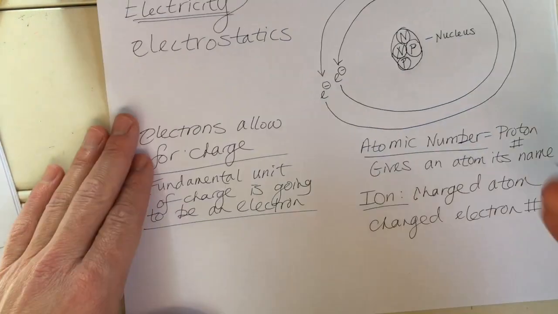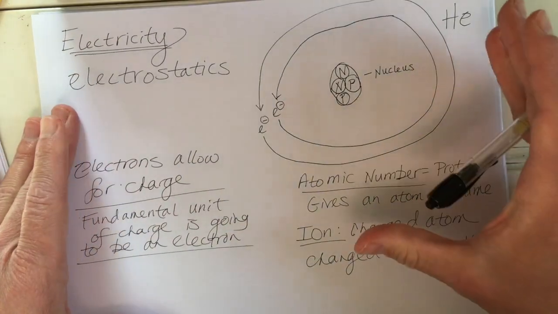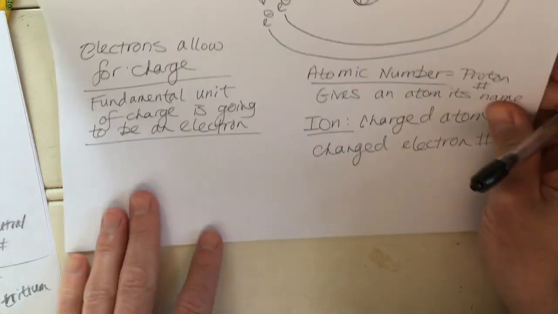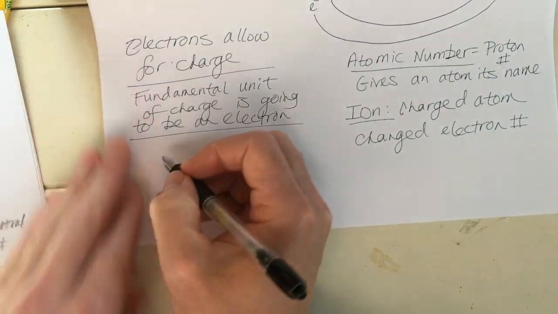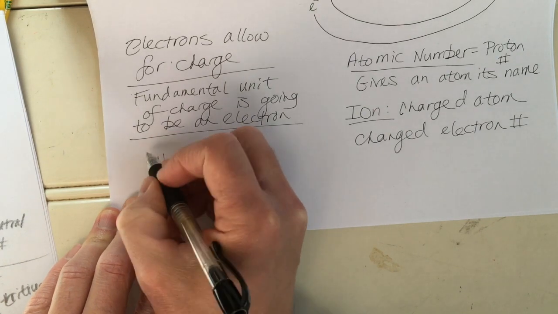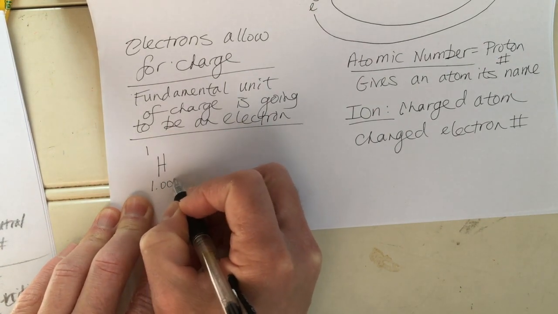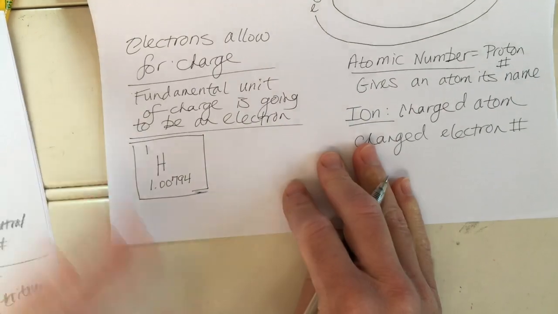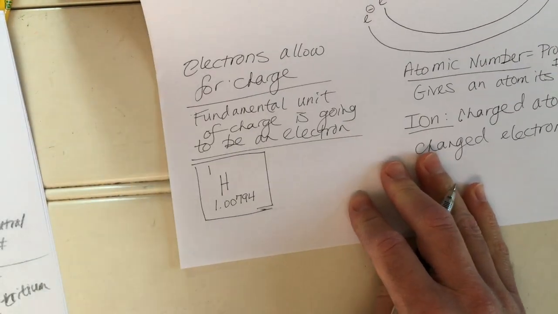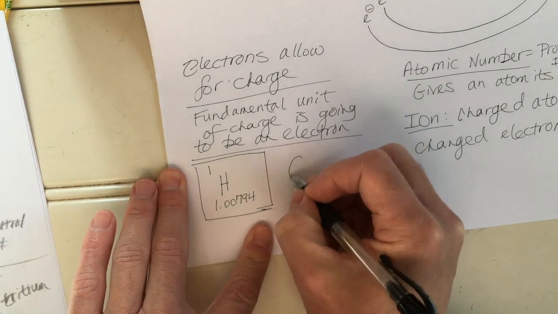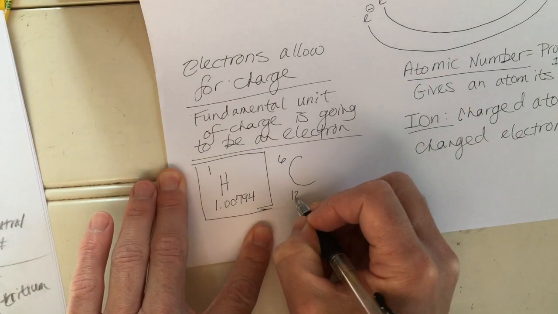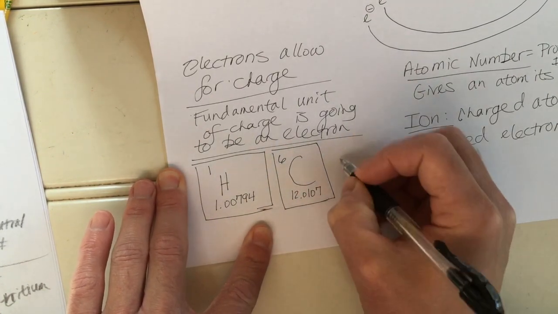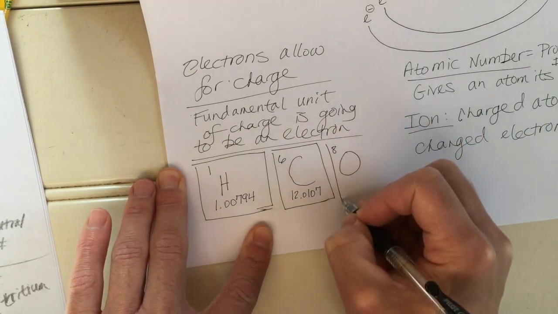You might be sitting there saying, well, what about neutrons, right? We didn't talk about neutrons. Well, the neutron number can be different. Let's think about a couple things here. Let's look at an atom like hydrogen, right? Hydrogen, if we were to look on the periodic table, might look like this. And maybe carbon would look like this. And maybe oxygen looks like this.